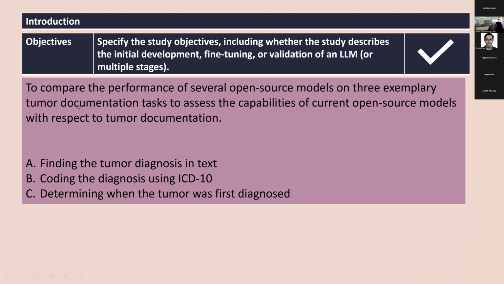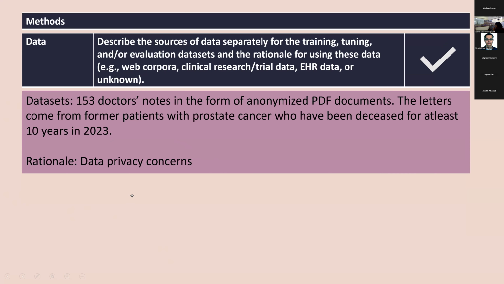And objectives of the study: specify the objectives, including whether the study describes initial development, fine-tuning, or validation of an LLM. So this is done to compare the performance of several open source models on 3 tasks and to assess the capabilities of current open source models with respect to tumor documentations. The 3 tasks are finding the tumor diagnosis in the text, coding the diagnosis with ICD-10, and determining when the tumor was first diagnosed.